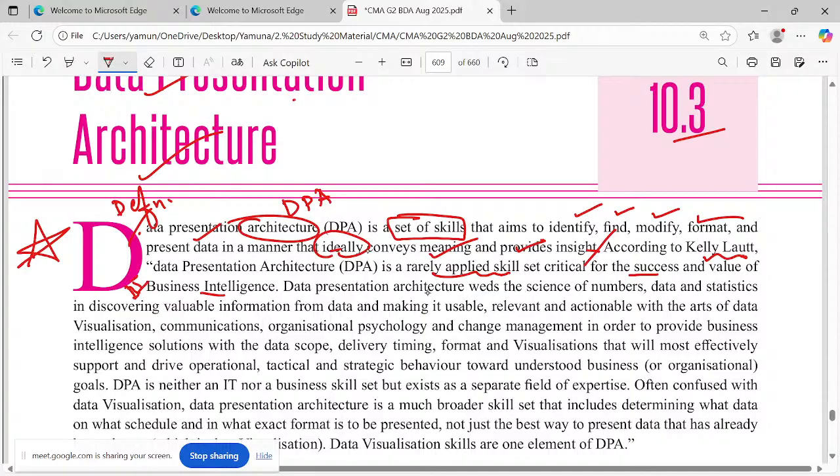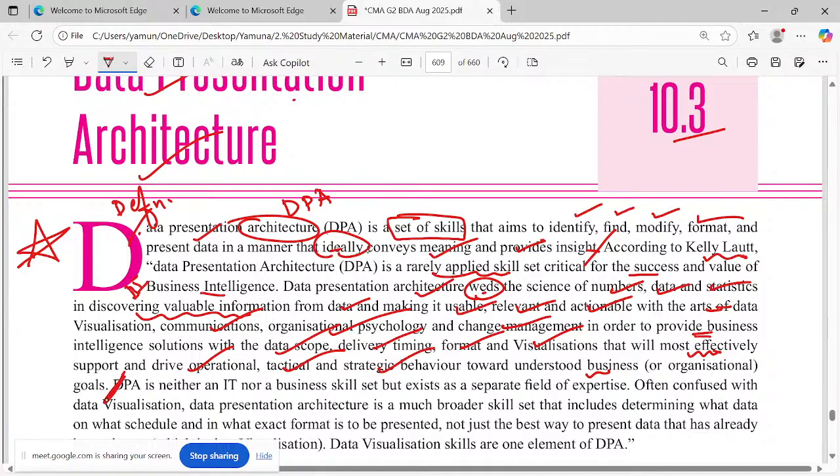When you talk about this DPA, probably you can mix this with numbers, you can mix this with data. So that's what gets the science of numbers, data, statistics, so that you discover valuable information from data and make it usable, relevant, and actionable with the arts of data visualization, communication, organization psychology, and change management in order to provide a business intelligence solution with the data scope, delivery timing, format, and visualization that will most effectively support and drive operational, not only that, tactical and strategic behavior, how you can understand the business, and so on.